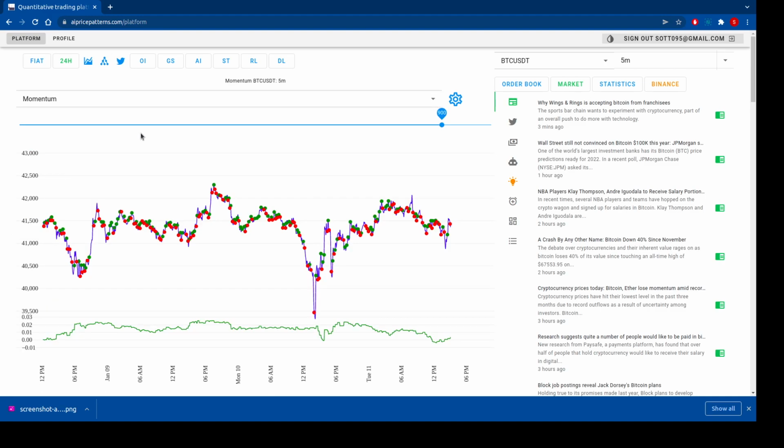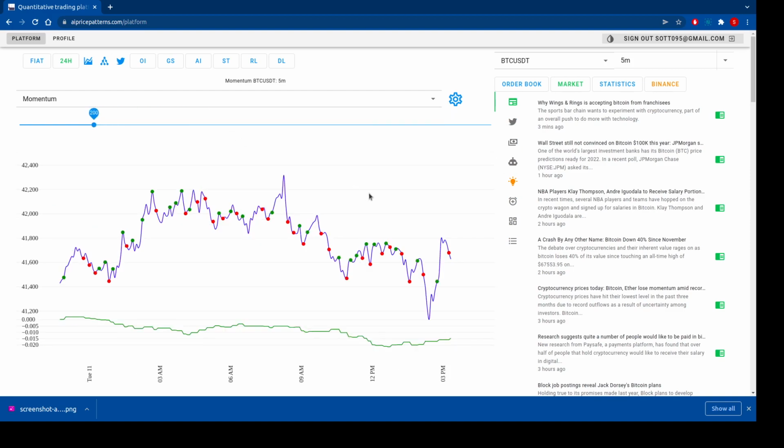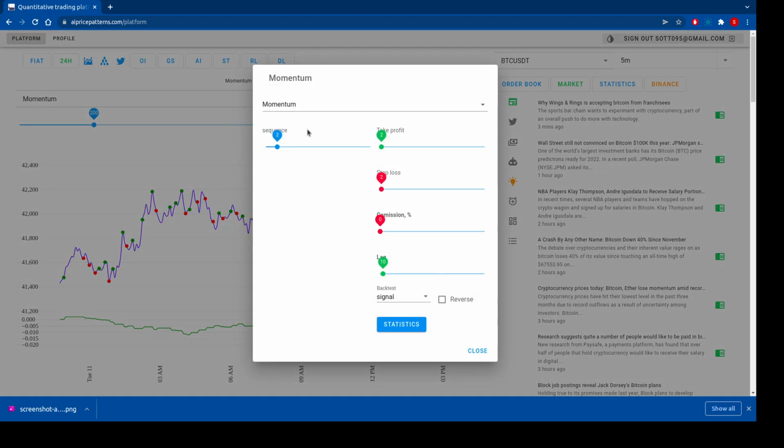This strategy shows us some sequences between green and red candle bars. For example, we have some statistical dependency when we have 5 green bars or 3 red bars, and we could use it. So what you need to do, you need to click on this icon, and you need to find some sequences. Let's start from one sequence.